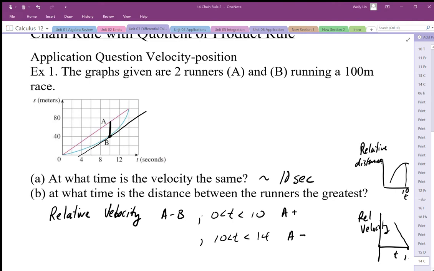So we can justify that the distances are going to be the greatest. The greatest distance is at t equals 10 seconds. Okay, and so visually it looks like the case. We could also justify it by looking at the relative velocities, where the relative velocity is 0, that's going to give us our maximum distance.